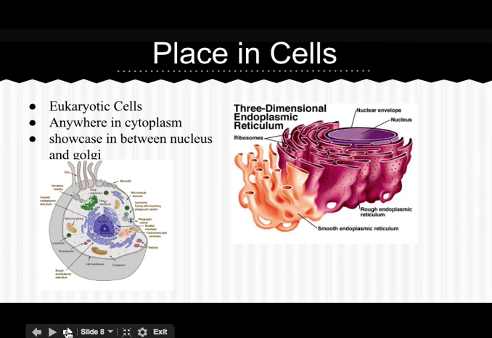As for the place in the cell, it's mostly found in eukaryotic cells. It's anywhere in the cytoplasm, but they showcase it between the nucleus and Golgi body to help understand the endomembrane system and how proteins are packaged.